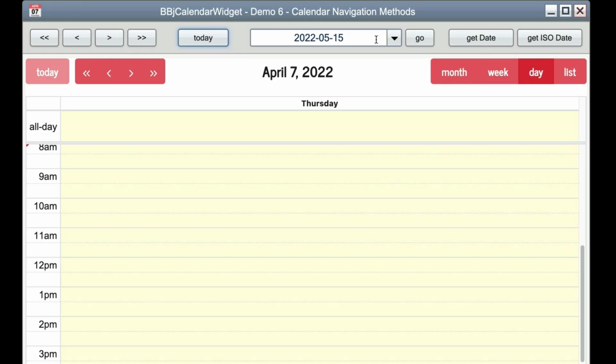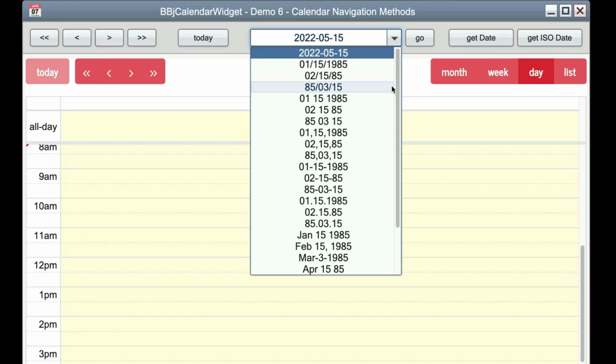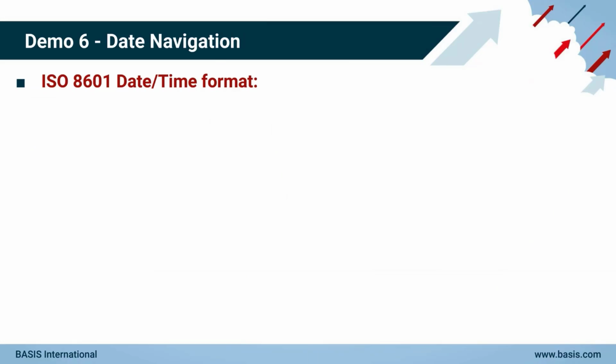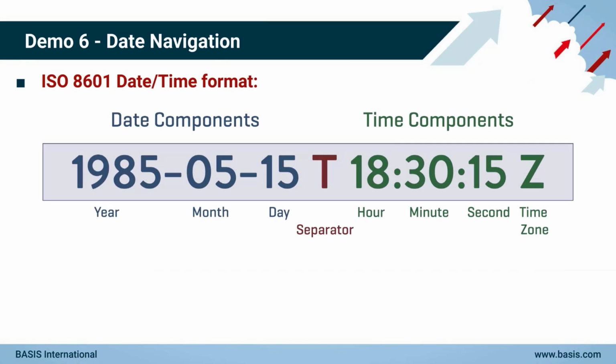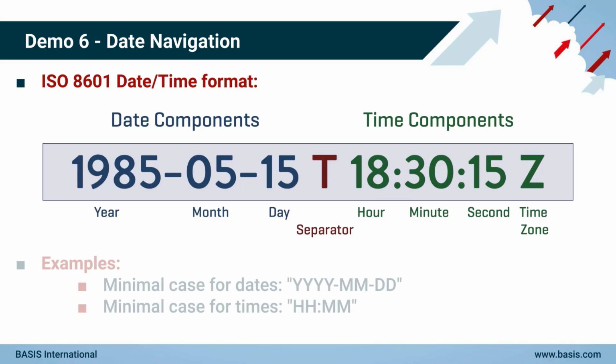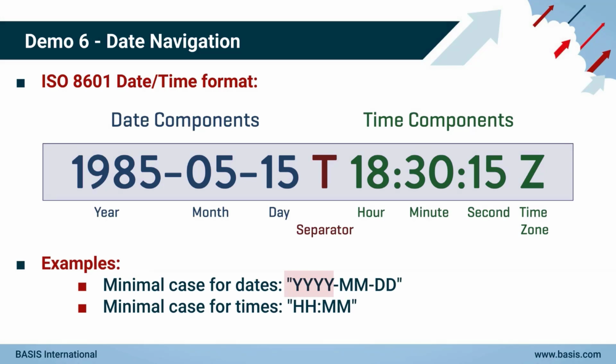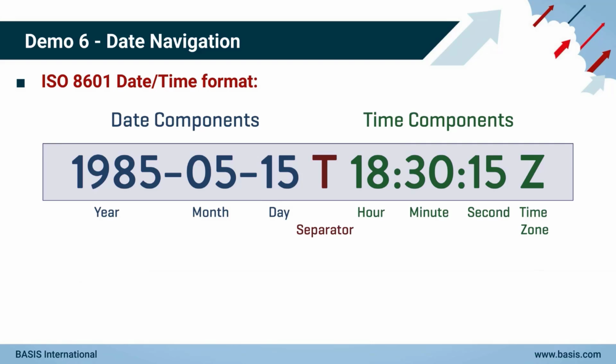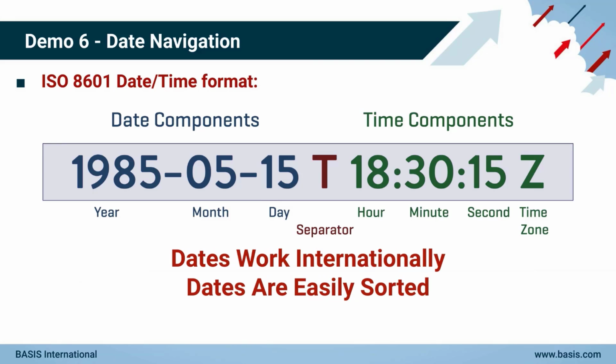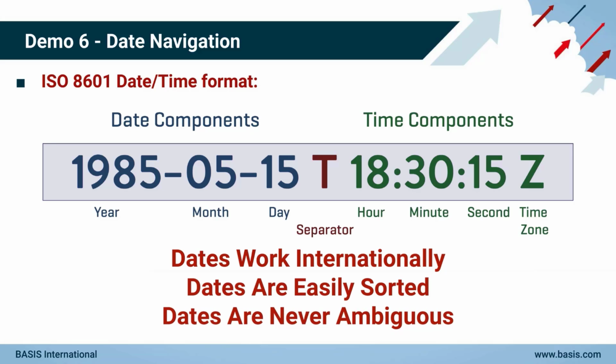This demo's top section contains several BBJ controls that mimic the calendar's navigation buttons, and they call navigation methods on the calendar object when pressed. There is also a BBJ list edit control filled with dates in several formats that gives us the opportunity to test out different date formats. Ideally, we would format all dates and times in the ISO 8601 format, or at a minimum, YYYY-MM-DD for dates and HH:MM for times. The full calendar prefers this format because dates expressed this way work internationally, are easily sorted, and are never ambiguous.